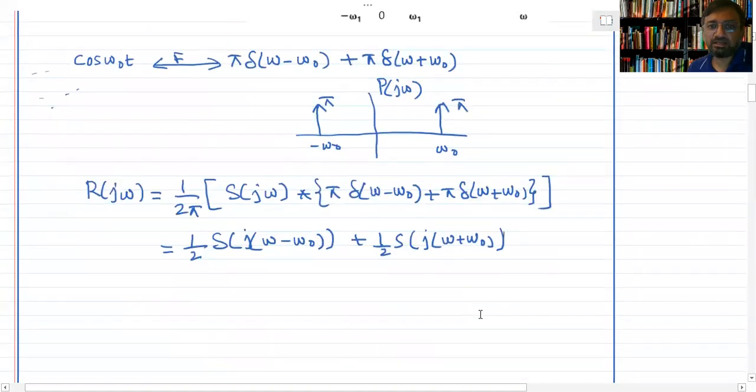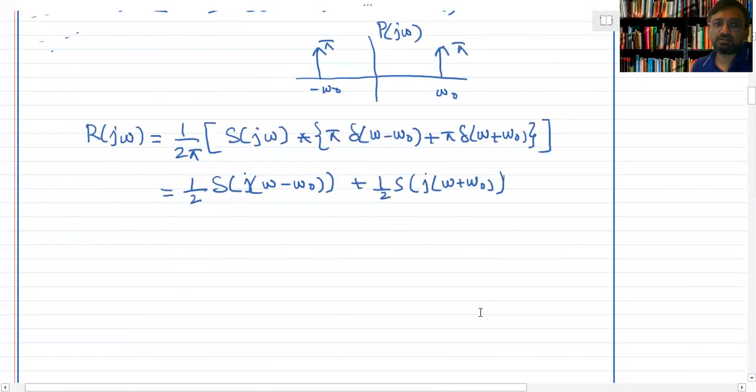So what have we done here? When we multiply a signal in time domain with cos omega naught t, we translate the spectrum of the signal and we get two copies of the spectrum. One copy is located at frequency omega naught while another copy is located at minus omega naught. And there is this scaling of 1/2 as well.